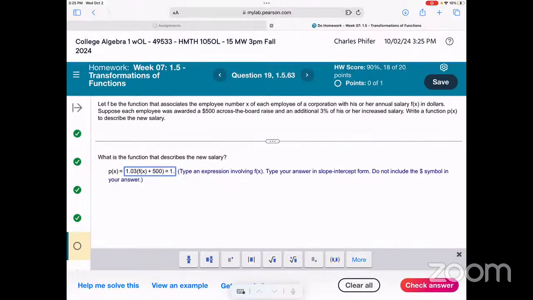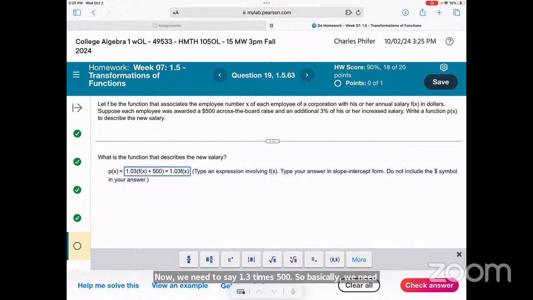So if we distribute the 1.03 times f of x, now we need to say 1.03 times 500. So basically we need to add 3% of 500 to this. 10% would be 50. 1% would be 5. So then 3% would be 15. So the final result would be plus 515. Okay. We're going to get rid of all of this. Go with that.